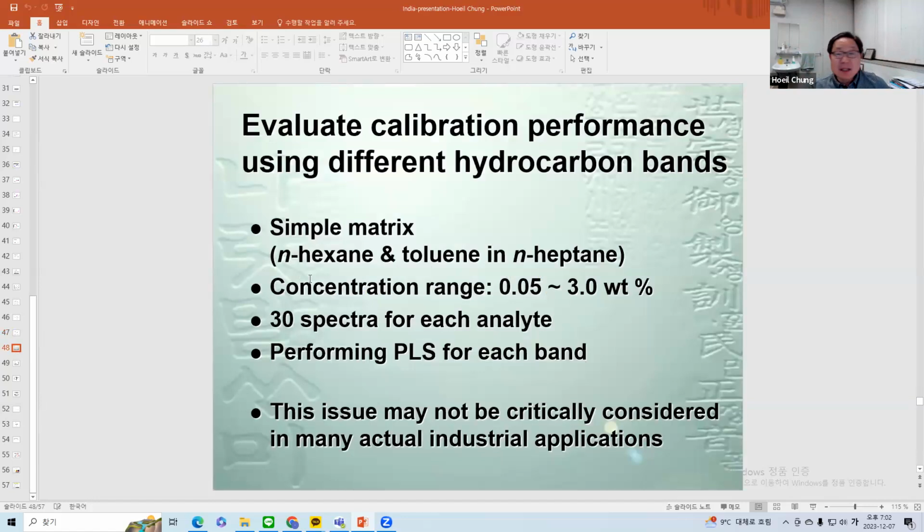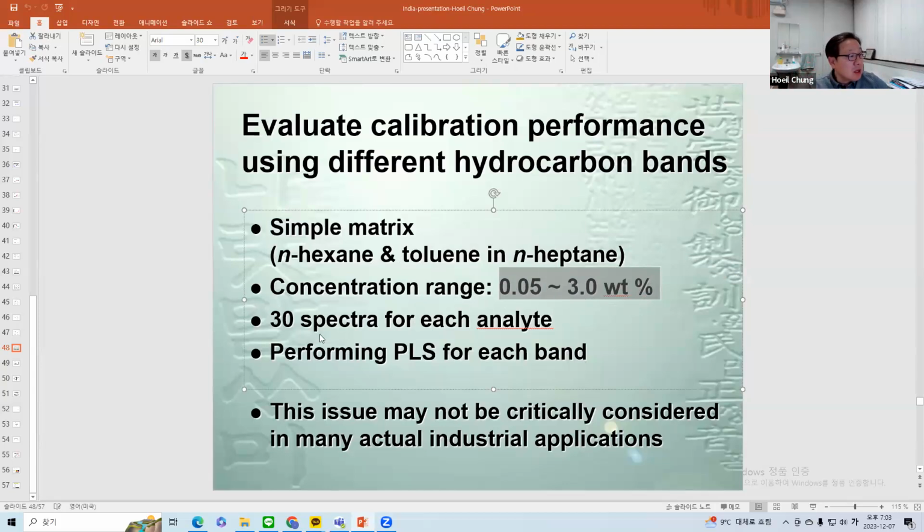I prepared a very simple matrix. Normal hexane is the solvent, with normal heptane and toluene, so a binary mixture, a two-component mixture. The molecular structures of normal hexane and normal heptane are very, very similar. But toluene and normal heptane in the mixture are quite different, so it may be easy to distinguish. I also changed the concentration from 0.05 to 3.0 weight percent, quite low concentration.